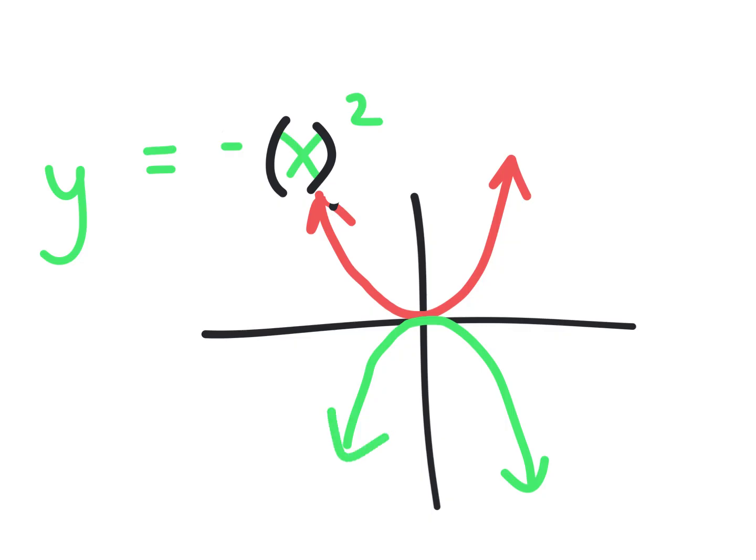Opposite of means it's got to be the opposite. Well, the opposite of what? Well, opposite of the direction it was going. Instead of going up, now it's going down.